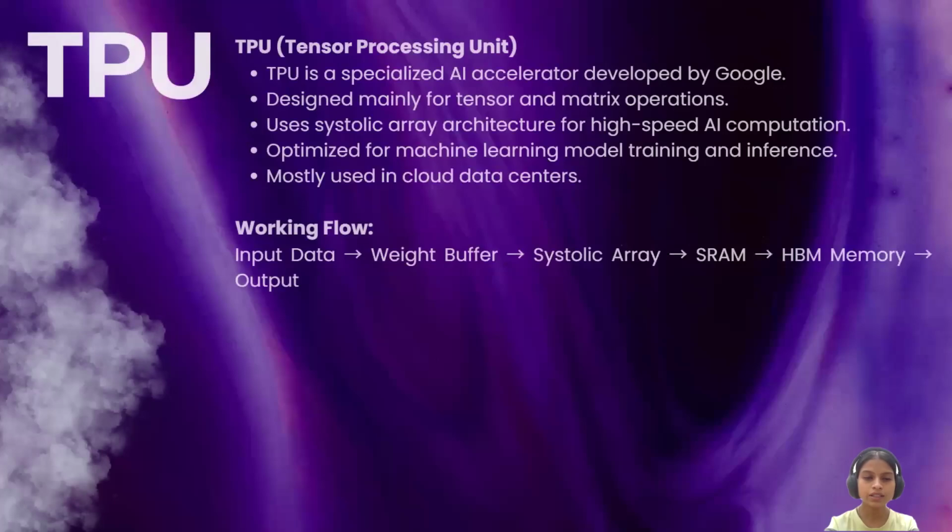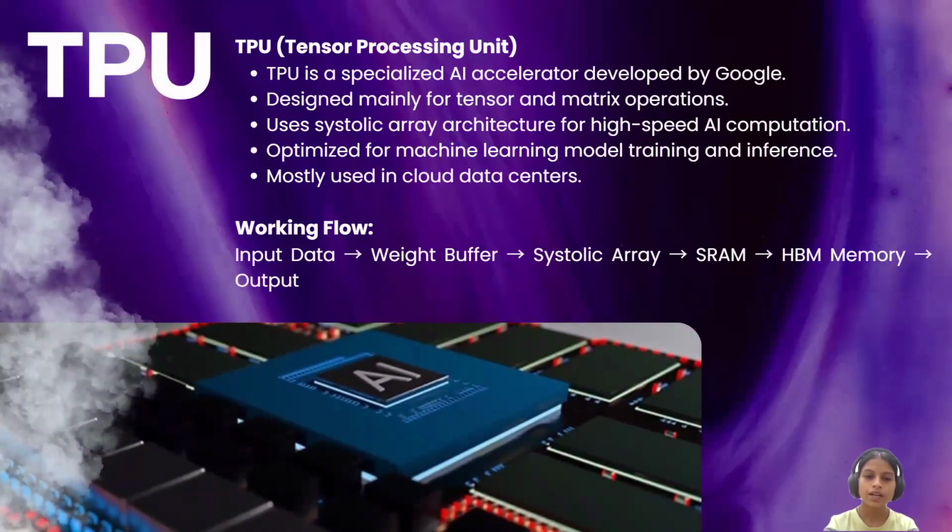The next is the TPU, that is, Tensor Processing Unit. It is a specialized AI accelerator developed by Google. It is mainly designed for tensor and matrix operations. It uses a systolic array architecture for high-speed AI computation. The TPU is optimized for machine learning models, training, and inference. It is mostly used in cloud data centers.